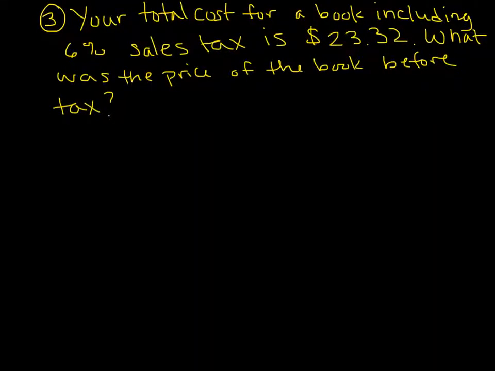So now we are going to do a word problem. And for this one, I'll show you some methods to help you out with these type of problems. So you're going to start by reading through the problem. Your total cost for a book, including 6% sales tax, is $23.32. We want to find what was the price of the book before tax.